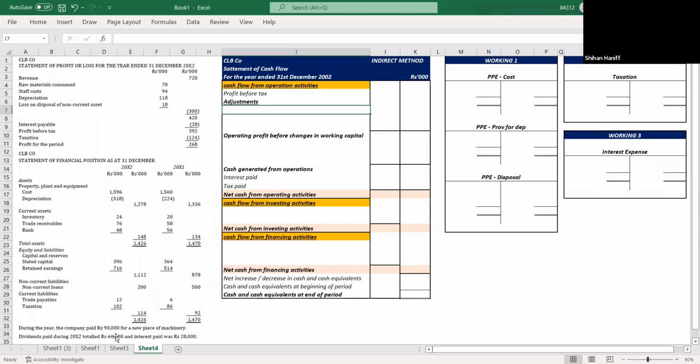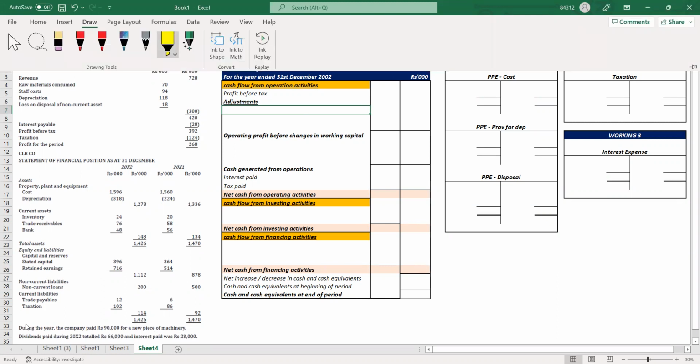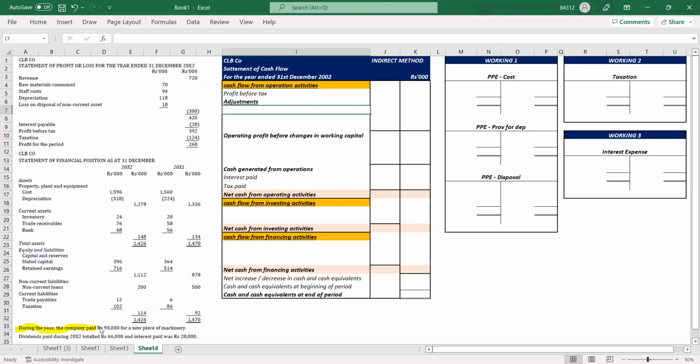Format, then we have to start with the additional information that they have given. During the year, the company paid 90,000 for new piece of machinery. So they have bought 90,000 worth of new machine. I'm reading the bottom of the question. Dividend paid during 2002, 66,000, and interest paid was 28,000.